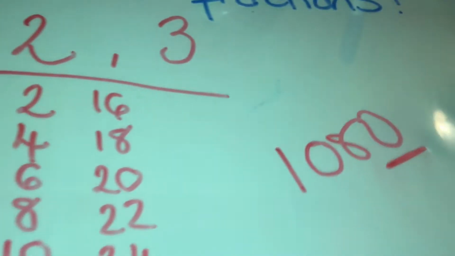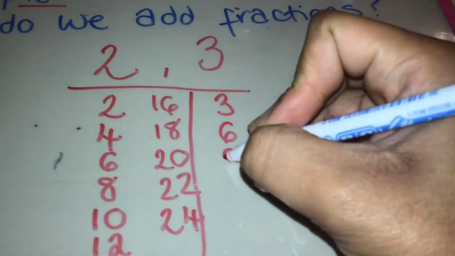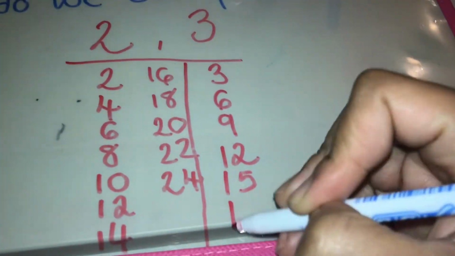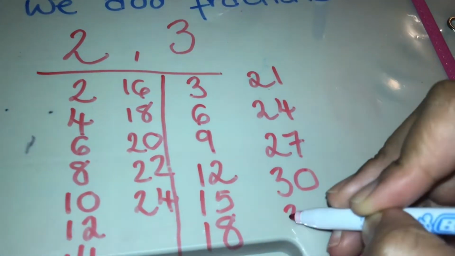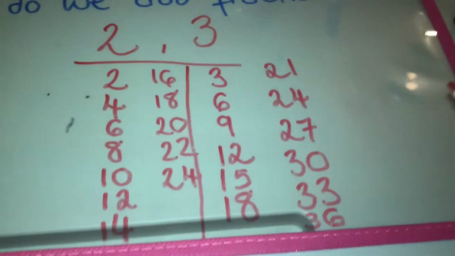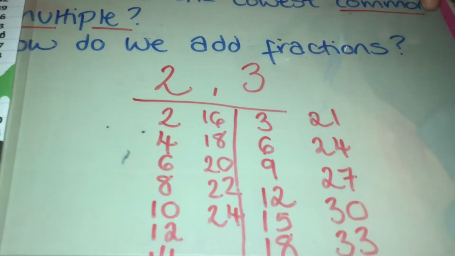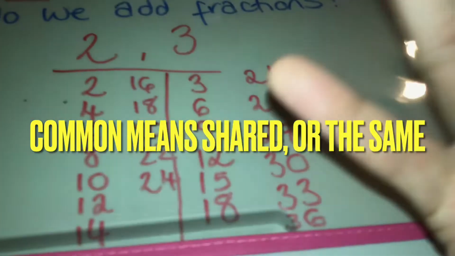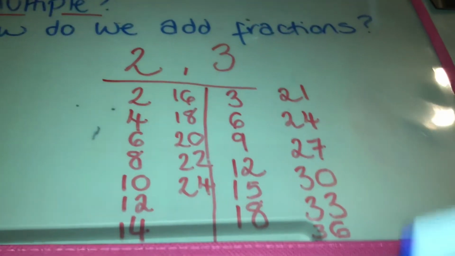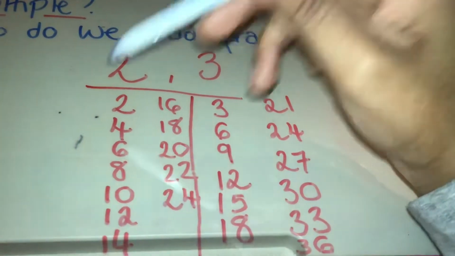So let me just cross that out because it's not relevant right now. For 3 now, multiples of 3. So those are your multiples of 2 and of 3. To find a multiple that is common, the word common means it's shared. It's something that belongs to 2 or more people, essentially. So let's look to see which multiples are shared or common between 2 and 3.